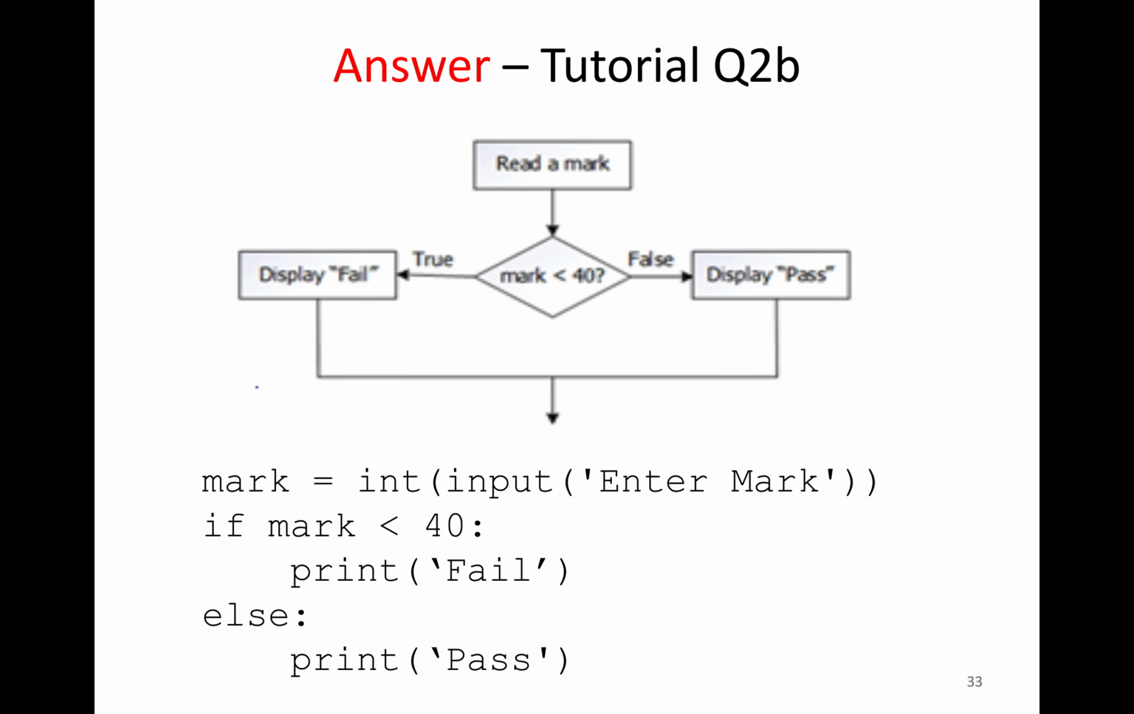If mark is less than 40, print fail, then the opposite side is the else. In other words, that is greater than or equal to 40, so print pass. You have to be very careful with the colon in front of the if statement and the else statement. All the conditions are checked here. If it's less than 40, fail. If it's equal to or greater than 40, the opposite, which is covered in the else statement, pass.